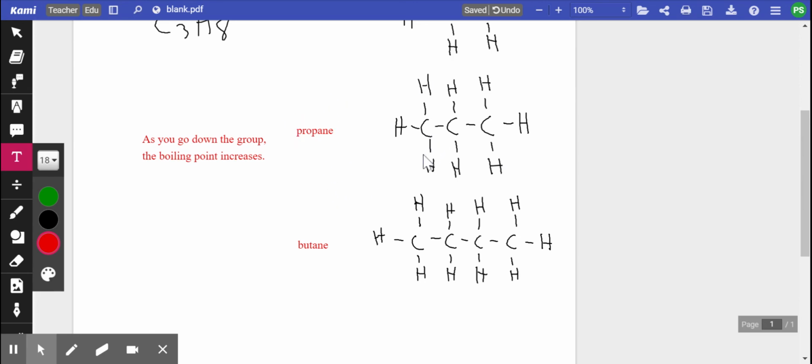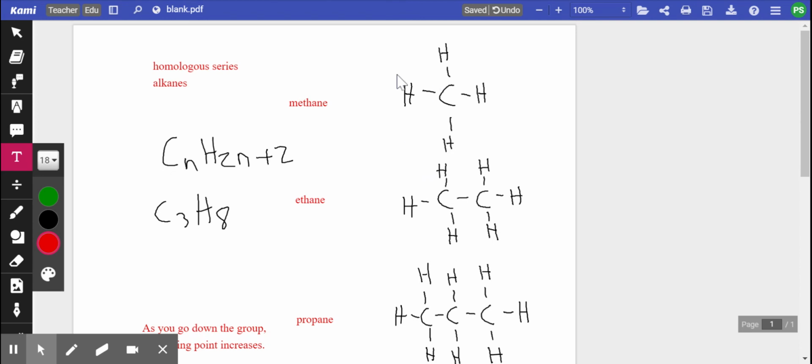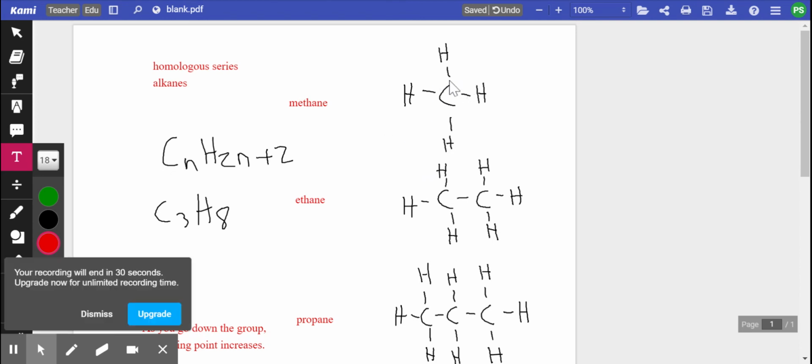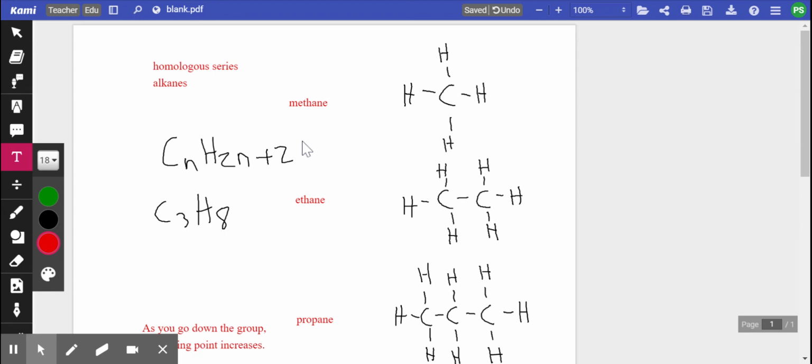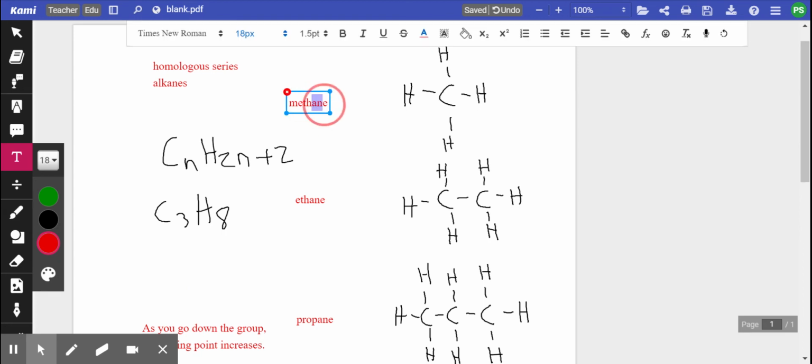Now, just to finish off, to summarize, alkanes have single bonds between carbon and hydrogen. The ending of the name is ane, so methane.